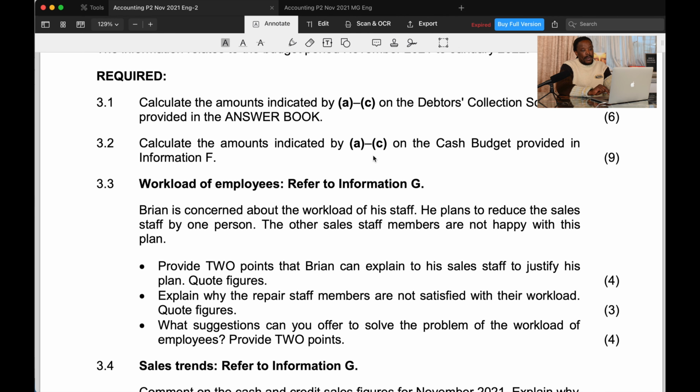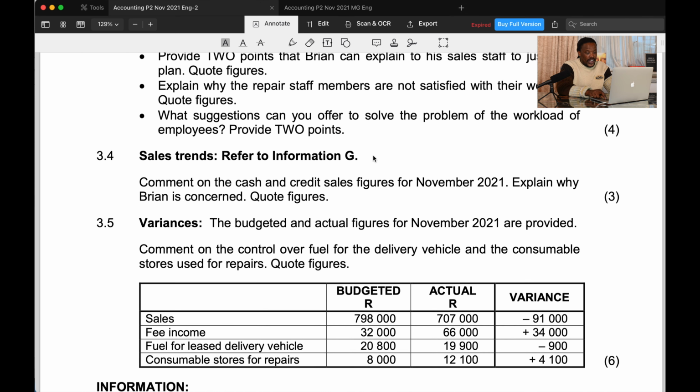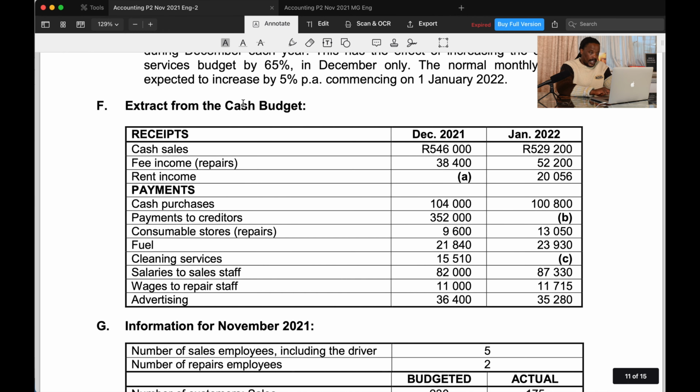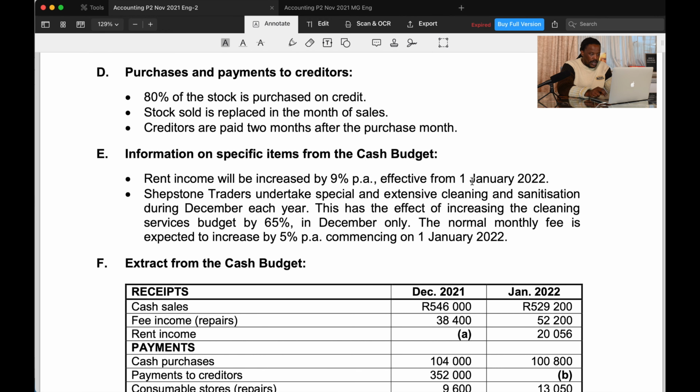Calculate the amount indicated by A to C on the cash budget. You look at the cash budget. You don't have to stress about that. You check what is the content on the cash budget. And the content is that it's given. The cash budget is an extract, everything is there, and then they speak of this rent income. They put it as A. It tells you that there's something that we need to do about rent income, which will be increased by 9% per annum effective from 1 January 2022.